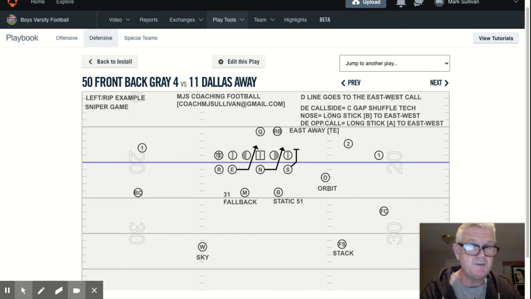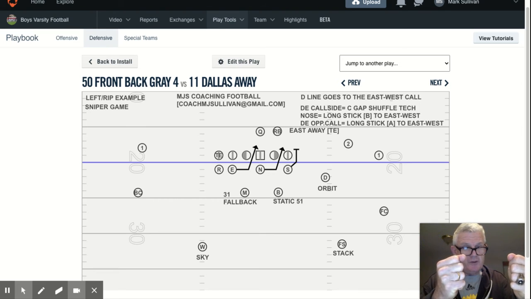Okay, so in essence, now I'm going to bring in the inside linebacker on the side of the back. What's meant by static, okay, is he's going to read the mesh. He's going to step with his outside foot, the read step, and then he's just going to zit step, keep his foot hot.